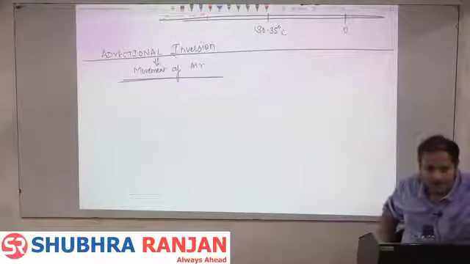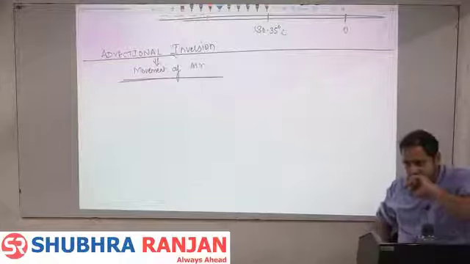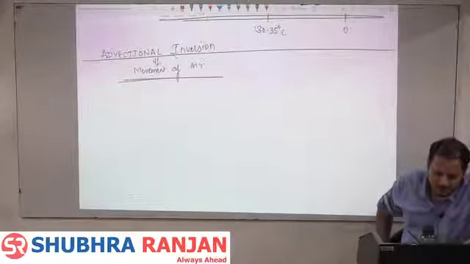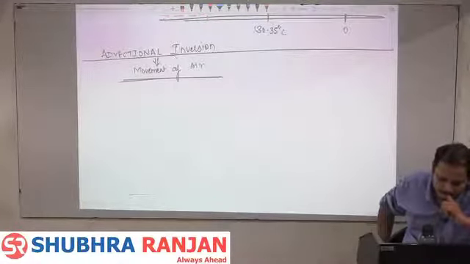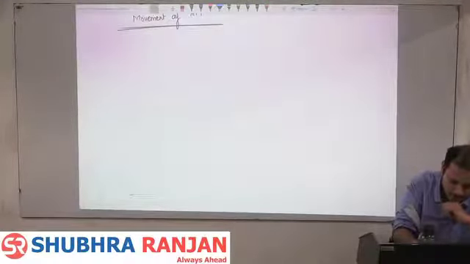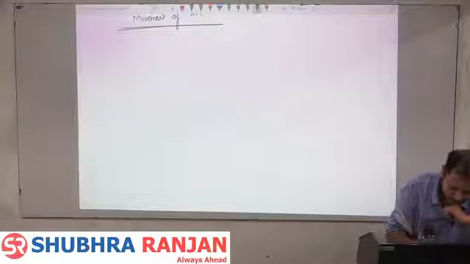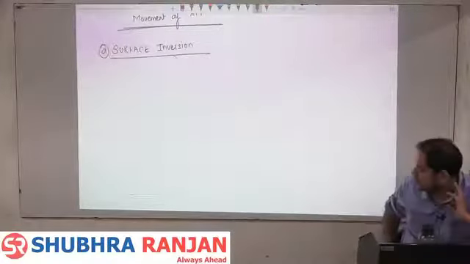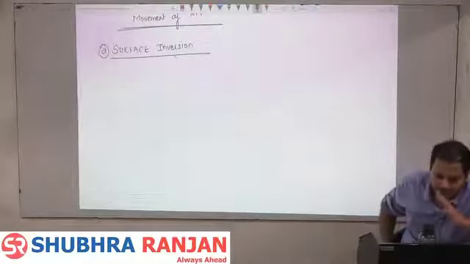Why is it known as dynamic inversion? Because there is a movement of air. It is further divided into, first, surface inversion. We'll do the surface inversion. Further divided into surface inversion.